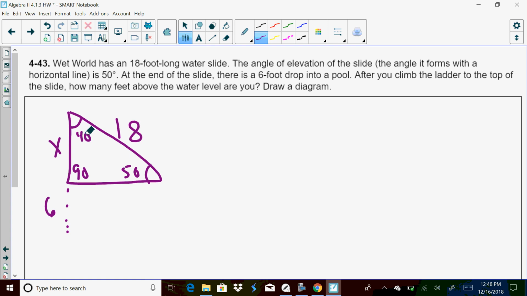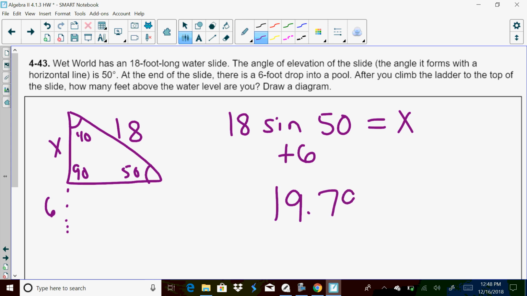So we would use sine. So we're going to know that sine of 50 times 18 is going to equal x. So when we do that, we get the answer, and we're going to add 6 to it because we had the 6 for the drop. It's 19.79 feet.